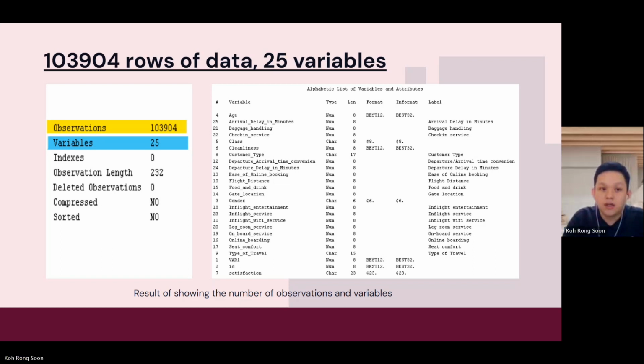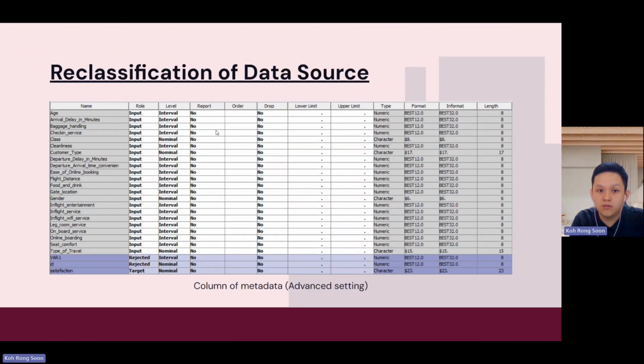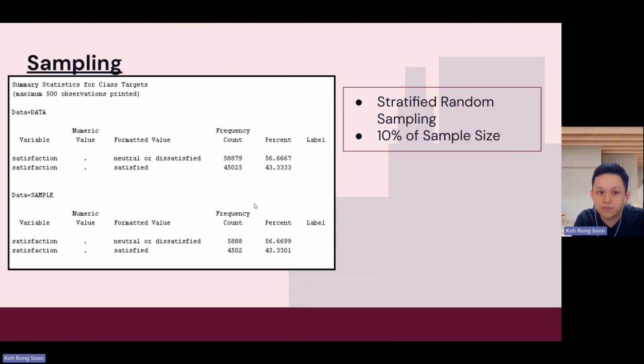The dataset is imported into SAS Enterprise Miner, and the results of the data source report are shown. From the report, we can see that the dataset consists of 103,904 rows of data and contains 25 variables. Next, we also perform reclassification to the data source as some variables are labeled with the wrong role. We have modified the ID variable to the rejected role as it is tagging to the data source, and the satisfaction variable, which was initially an input role, we have changed to the target role as we are going to predict the satisfaction.